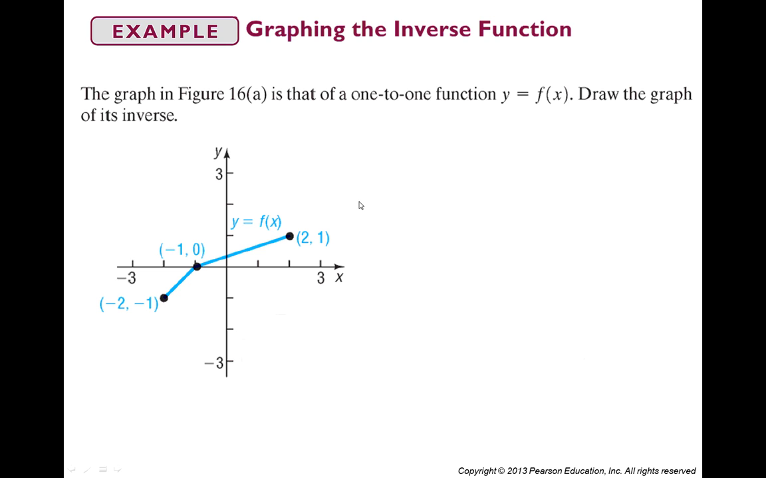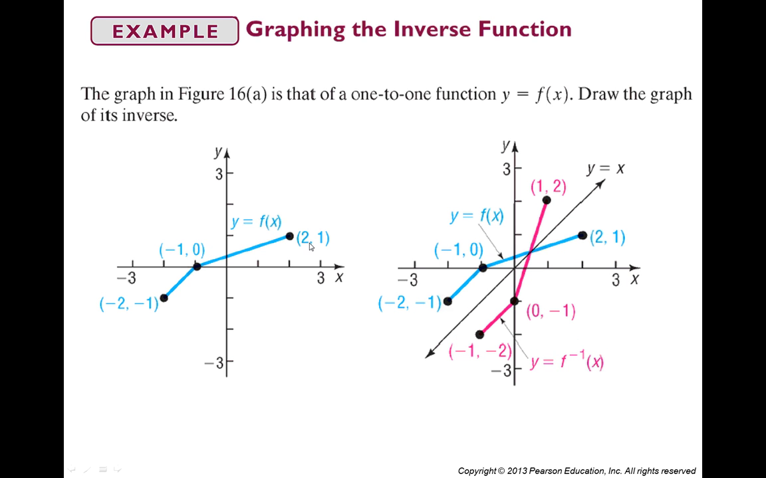All right. So, graphing the inverse: the graph of figure 16a is one-to-one. And we're going to draw the graph of its inverse. So I'm going to take each of these coordinates, flip the x and the y, and graph them. So I'm going to graph (1, 2). I'm going to graph (0, -1). And I'm going to graph (-1, -2). When I do that, I get the inverse. Easy peasy.